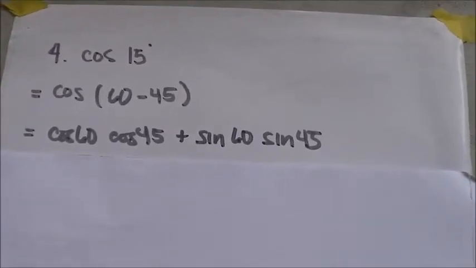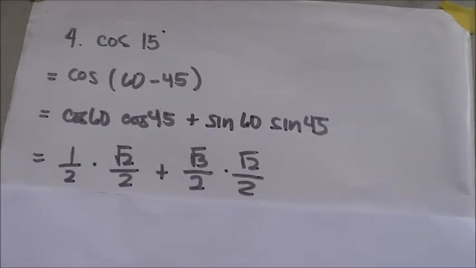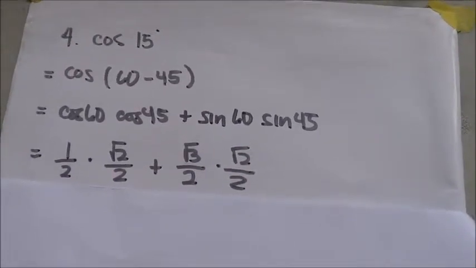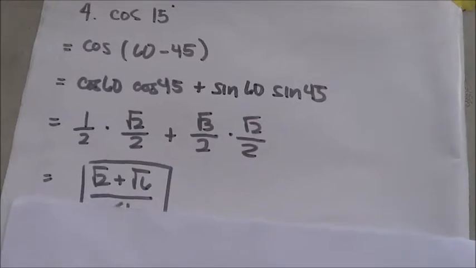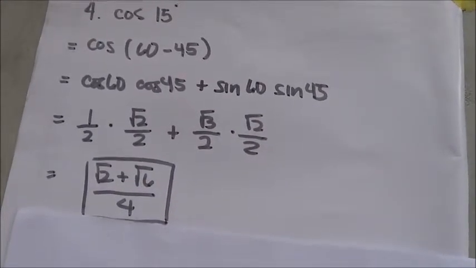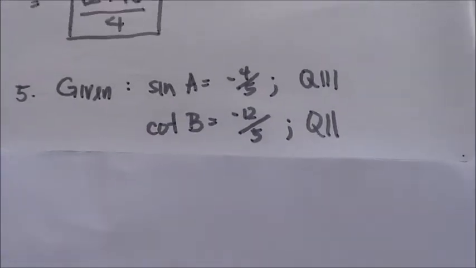We know that the value of cosine 60 is 1/2 and cosine 45 is equal to square root of 2 over 2. Sine 60 is equal to square root of 3 over 2 and sine 45 is equal to square root of 2 over 2. So simplifying, we get square root of 2 plus square root of 6 over 4. The next problem is also a different type of problem.